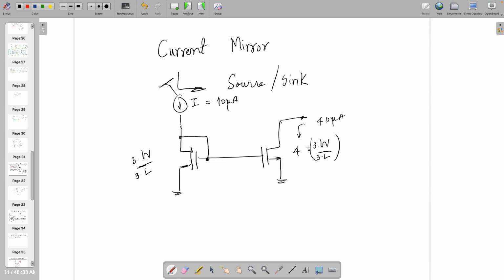Other than that, to evaluate whether it's a good current source or good current sink, we need to check two specifications: what is Z out and what is V min. What is Z out?